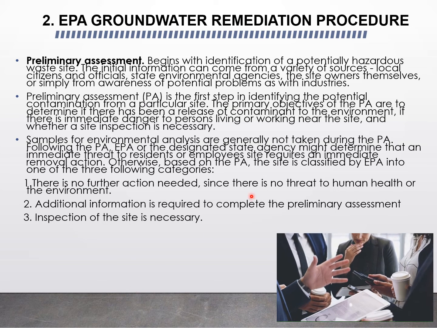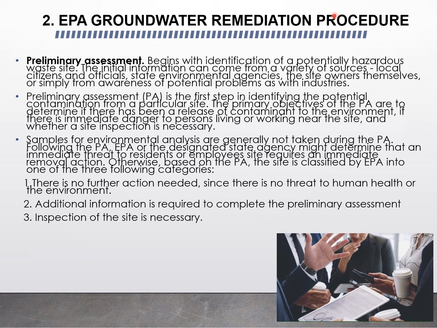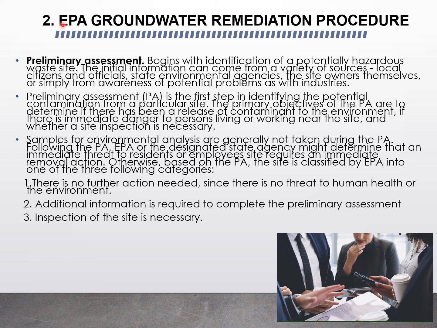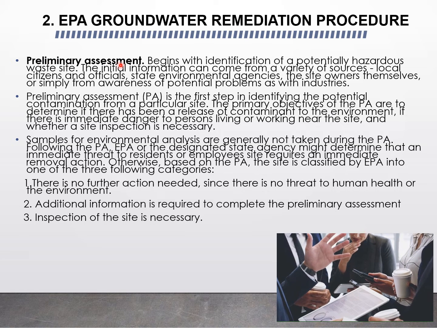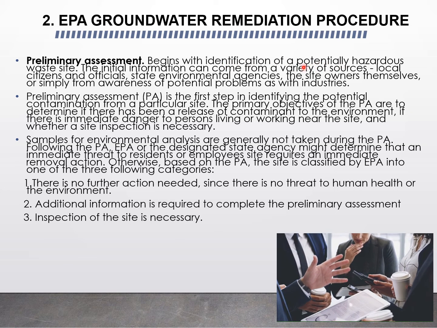Okay, now we go for the procedure. How to do the procedure, we follow the EPA. First is the preliminary assessment. This is the first step. It begins with the identification of a potentially hazardous waste site.